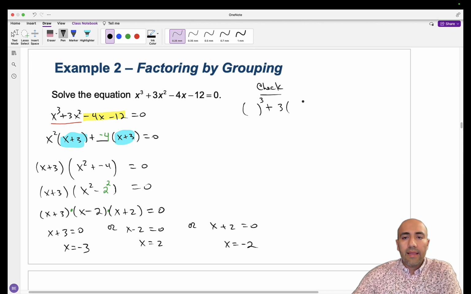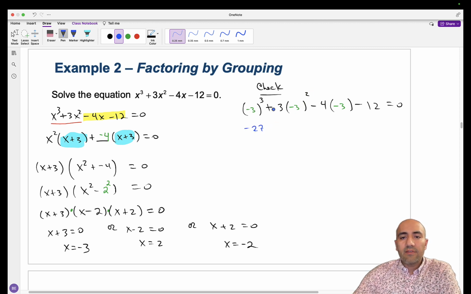3 blank squared minus 4 blank minus 12. Better be 0. And so we're hoping that these guys are going to be the correct answers. Let's start with negative 3. Negative 3, negative 3, negative 3. If we simplify that, we end up with negative 27.